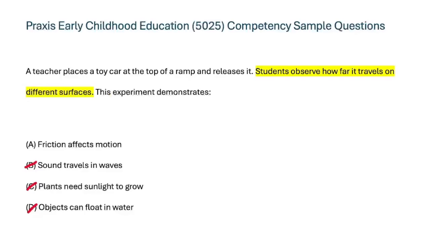Look for what's changing in the problem here. The only difference is the surface the car travels on. That clue is pointing us to the correct answer, which is A, friction affects motion. The key concept being demonstrated is that friction changes the way objects move. A smoother surface creates less friction, so the car rolls farther, while a rougher surface creates more friction, slowing the car down.